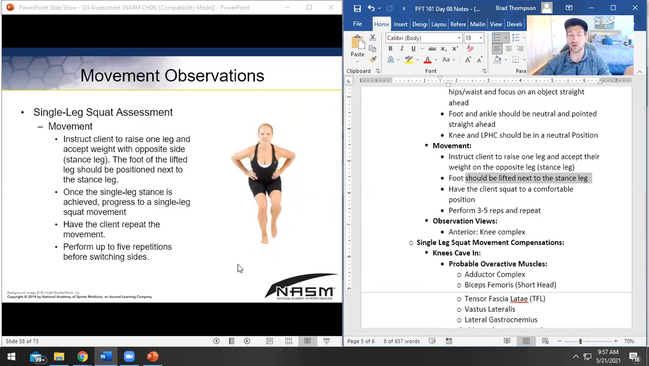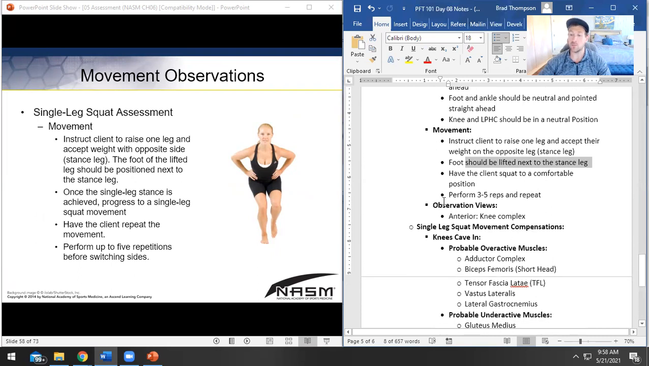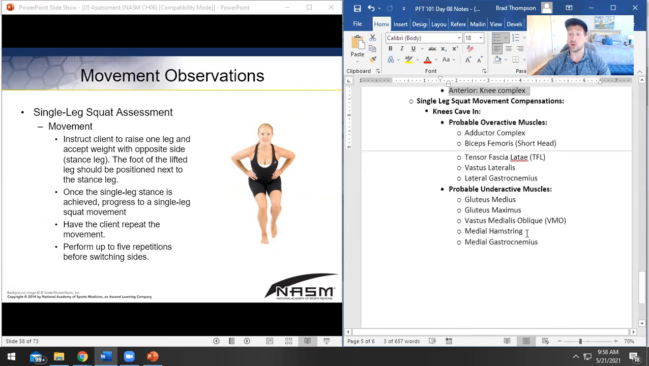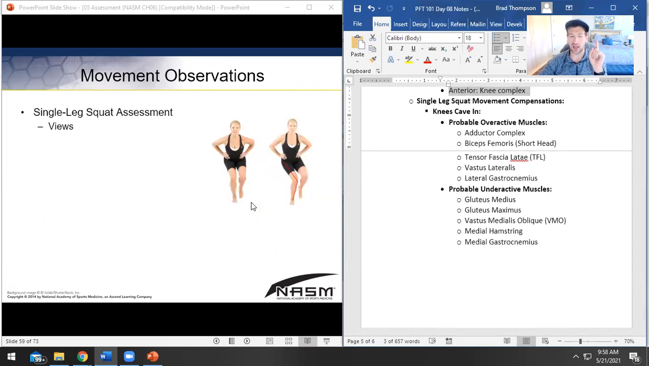And on this, guys, we are only looking from one view. We are just observing from the anterior view. We're not looking for arching. We're not looking for any of that stuff. We're basically just looking to see how well their ankle, knee, and hip are able to isometrically stabilize as they do a balancing exercise. So our observation view is literally just going to be the anterior view, and we're looking for one thing. You're asking yourself, does your client's knee cave in?